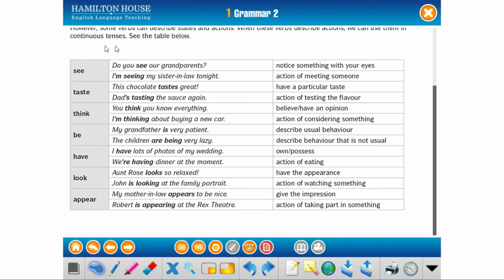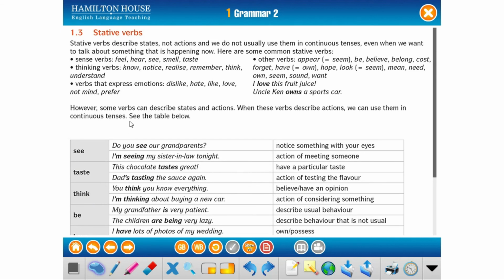Okay, so these verbs are stative verbs, and you can add the ing termination, but remember that when you do it, you have a change in the meaning. So we have see, taste, think, be, have, look, and appear. Remember that a stative verb is a verb that talks about our feelings, emotions, thinking, and senses. And the difference between a stative verb and an action verb is that an action verb can be demonstrated, that we are doing something, and a stative verb can show thoughts or feelings. It's not the same.